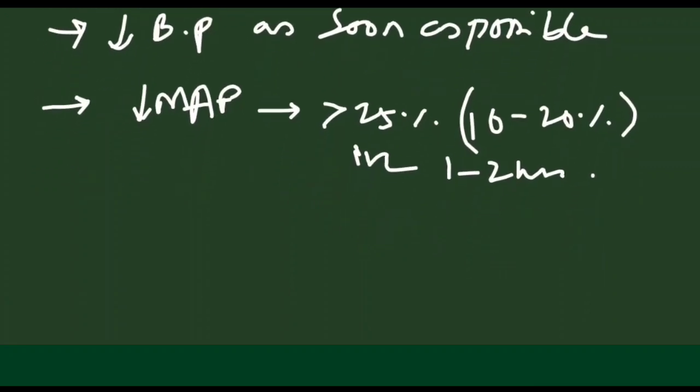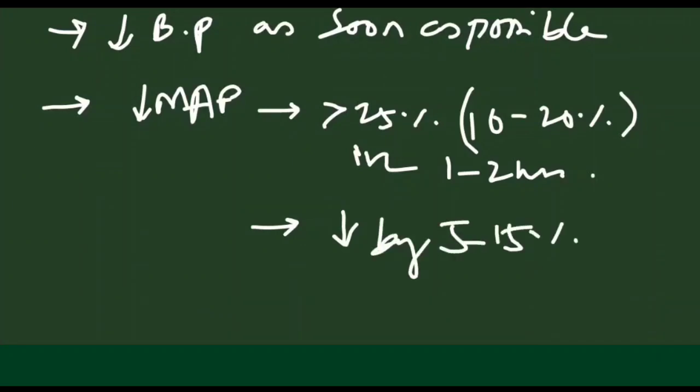And after that we need to reduce the BP by 5 to 15% in the next 23 hours. This is the protocol. First of all, we need to reduce the mean arterial pressure by not greater than 25%, or 10 to 20%, in the first or second hour, and in the next 23 hours we need to reduce the BP by 5 to 15%, in this range.